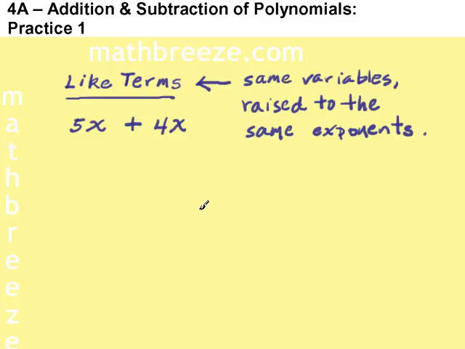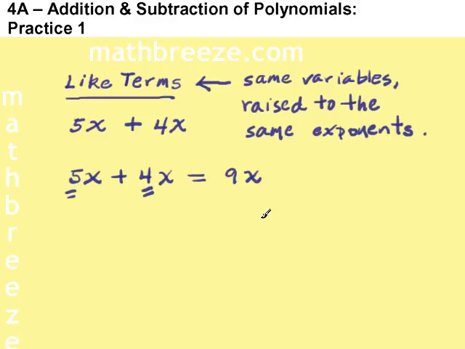When we add polynomials, we are going to add what we call like terms. These are terms. 5x and 4x are both terms of this polynomial. Terms are separated by plus or minus signs. So like terms have the same variables and they're raised to the same exponents. Here we have two like terms, 5x and 4x, and this is how we combine them. 5x plus 4x is equal to 9x. So we see what we do is we just add the numbers in front.